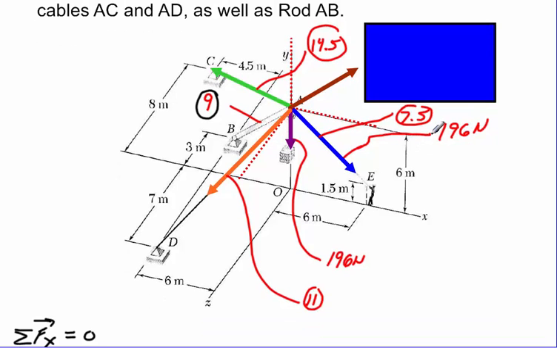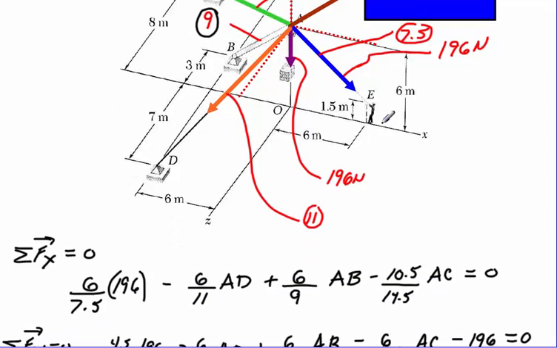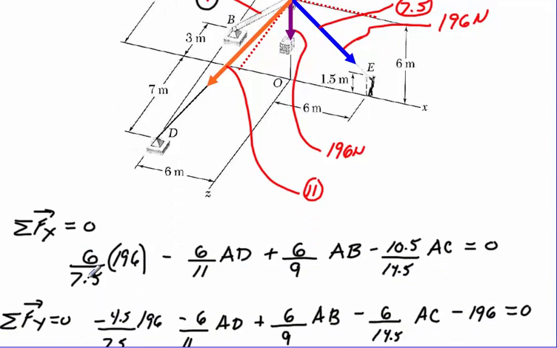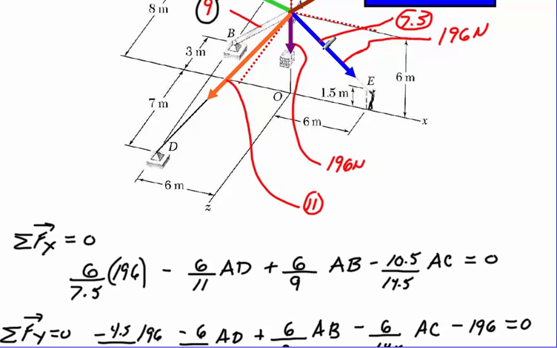So I take 196 times the length of how far I'm going to go in the x-axis, which is 6. I divide it by the length of the vector itself, which is 7.5. That's where the 6 over 7.5 comes from, and I multiply it times that force. I make it positive because the x component of this is going to be positive.